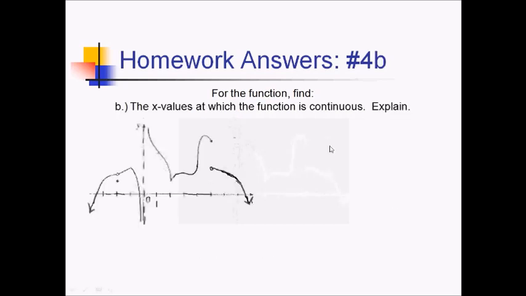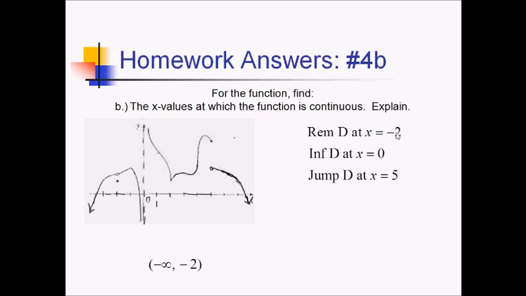For part B, continuity, we have a removable discontinuity, a hole, at x equals negative 2. We have an infinite discontinuity or asymptote at x equals 0. And then over here at x equals 5, this is a jump discontinuity. So let's build our interval around those. We're going from negative infinity to negative 2, negative 2 to 0, 0 to 5, and 5 to positive infinity.